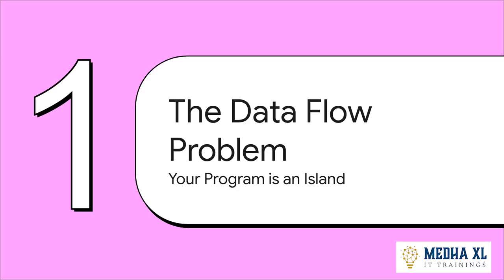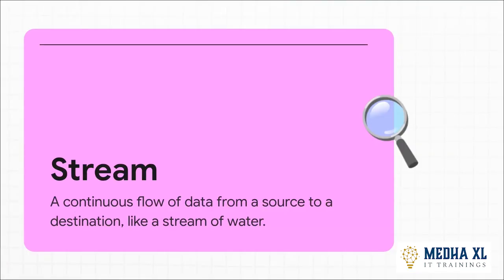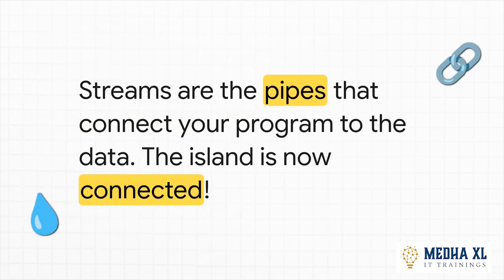And this right here is the core of the whole thing. It's the data flow problem. Your program is an island, and if it can't get data in or out, it's pretty much useless. The solution, luckily, is a really beautiful and simple idea: the stream. In Java, a stream is exactly what it sounds like. Just picture a stream of water. It's just a continuous flow of data moving from a source to a destination. So we build a bridge, or better yet, we lay down some pipe. Streams are the pipes that connect our program's island to the mainland of data. And just like that, information can finally start to flow.